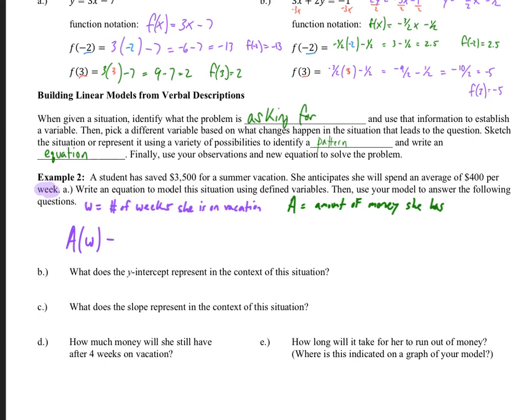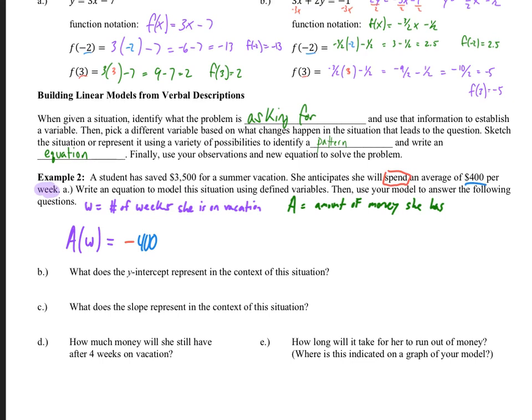So A of W equals, right? How are things changing? What patterns might we see, right? And so she's spending an average of $400 per week, right? And so when I see that word spend, that should indicate that her money is decreasing, right? So that's going to become a negative amount of money that she's going to have. And then the 400 per week, right? So every week that she's there, she's spending $400.